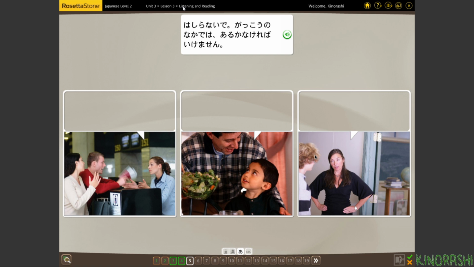Nihon ni wa ookina... How do you say mountain again? Yama, that's what it was, yama. Nihon ni wa ookina yama ga arimasen. There aren't any big mountains in Japan. But it implies, because it's niwa, that there are big mountains in other countries.